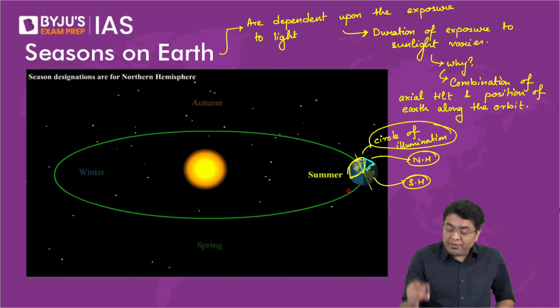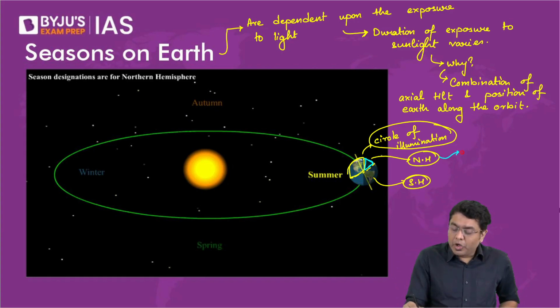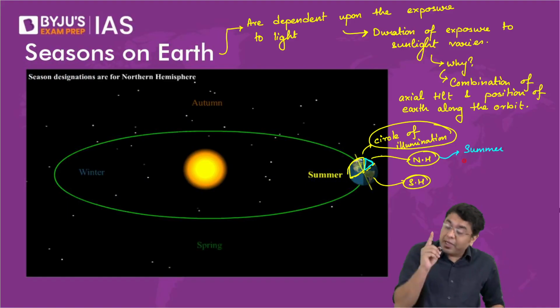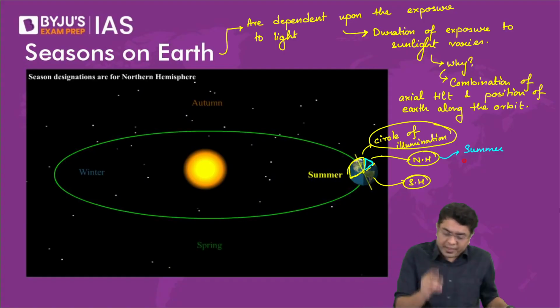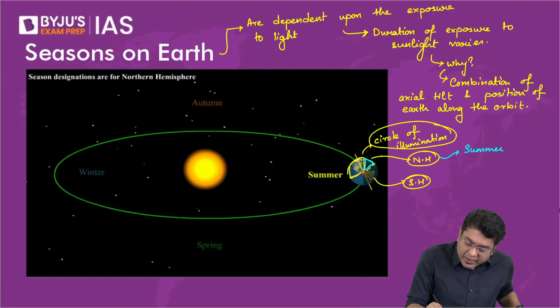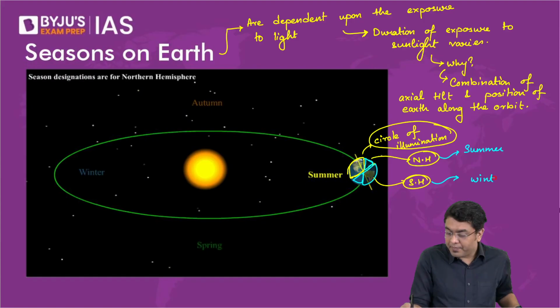So can we not say during this time, northern hemisphere will have larger exposure to the sun and thereby have summer. Whereas when you talk about the southern hemisphere, observe here, for a larger area, it is night time. Only for a small portion, it is exposed to the sun. So there, it will be winter. Okay, this is actual tilt.